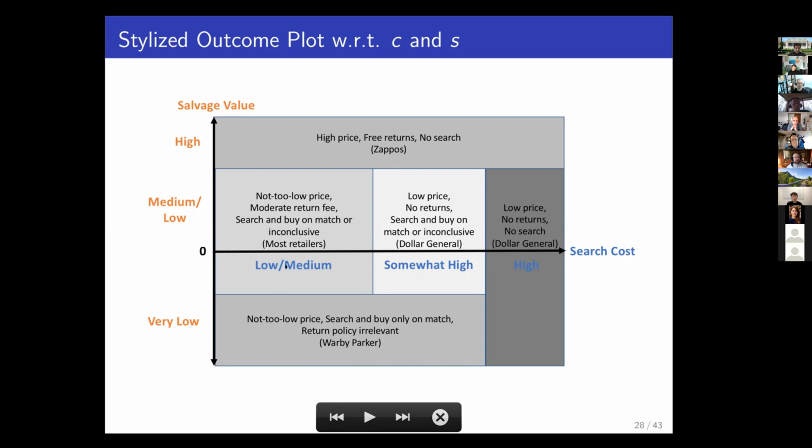Now let's look at medium salvage values, which could be negative also, but not very negative, and positive, but not very positive. In this case, the outcome is that the firm charges a not too low price, and there is a moderate return fee, and the consumers can search and buy on match, or in case the search is inconclusive, which I would say again is most retailers. But then as search cost is increasing, you charge a lower price, you offer no returns, and consumers could buy without search or on search, but even if search is inconclusive, right? So the salvage value and the search cost are determining quite a bit, and this explains, I think, the gamut of different policies that we see there.